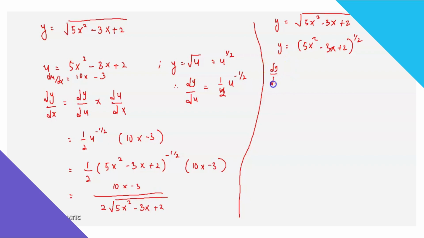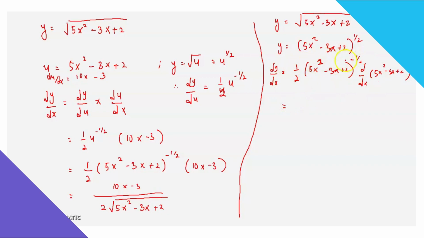So dy dx is equal to, the power here I bring to the front, so I have 1 over 2. Then 5x squared minus 3x plus 2, we need to copy and paste. And then the power here, we need to minus 1, then I have negative 1 over 2. This is not finalized yet because we need to differentiate the inner function over here. So 5x squared minus 3x plus 2, we need to differentiate again.